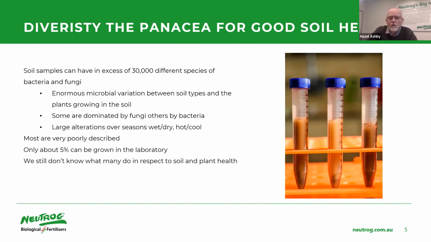So some areas are really dominated by fungi and others by bacteria. If you've got a lot of trees in your garden and large shrubs, that tends to be dominated by fungi. If you've got a very lush lawn, it's dominated by bacteria. So like I said, there's a lot of variation. Most of these microbes are really poorly described, and we can only grow a certain limited number in the lab. But what we do know is that we do need this interaction. We just don't know what all the interactions are.